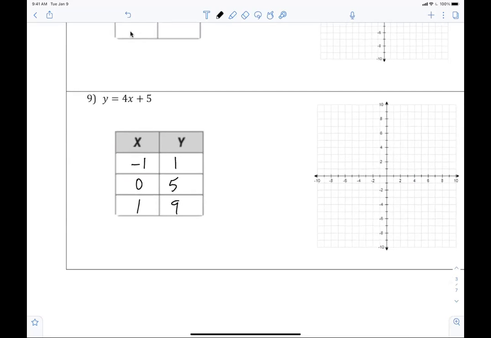Go to y equals, type in 4x plus 5. Do you know how to type in 4x plus 5? Come on. Now you go to second graph. And now you type in -1, 0, and 1. Now are you in the game? All right.